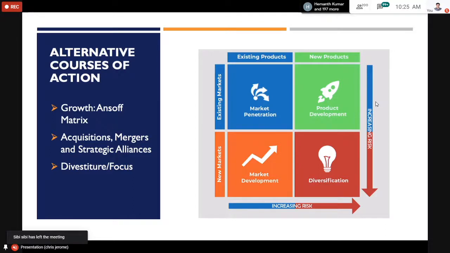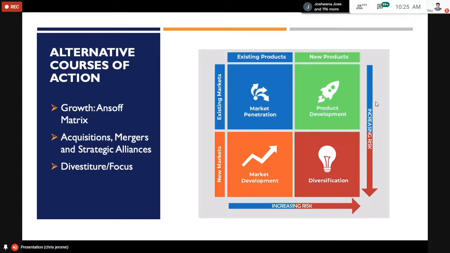That's the 2x2 matrix that you could see. It looks at two dimensions to achieve growth. One is products and markets. So growth can come from market penetration, which is selling existing products to existing markets, or it can come from product development, which is you're selling to existing markets, but you're developing new products.